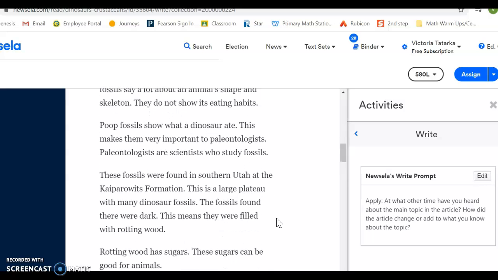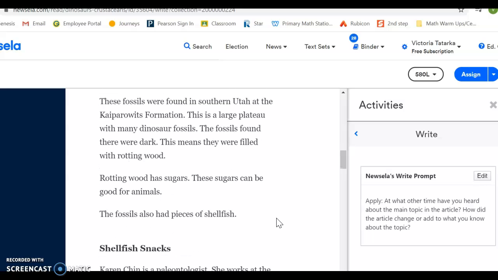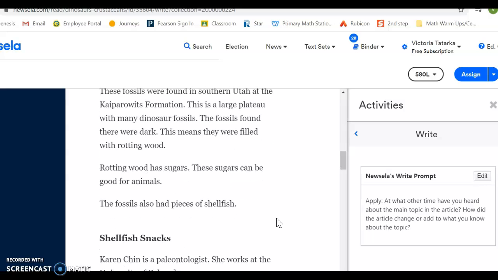These fossils were found in southern Utah at the Kaiparowits Formation. This is a large plateau with many dinosaur fossils. The fossils found there were dark. This means they were filled with rotting wood. Rotting wood has sugars. These sugars can be good for animals. The fossils also had pieces of shellfish.